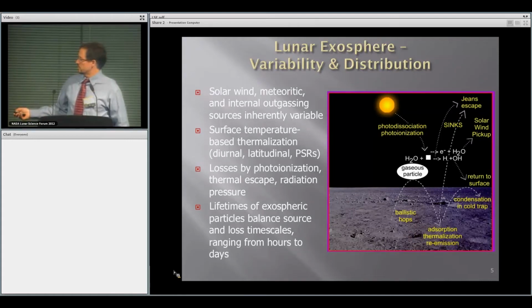Surface temperature-based thermalization has strong diurnal and latitudinal effects, and as we're aware, the permanently shaded regions are very cold and are some of the more exotic places in the solar system to consider. Loss processes include photoionization and dissociation, thermal Jeans escape, radiation pressure, and solar wind pickup of subsequent ions that are produced. The lifetimes of these particles are balanced between the source and loss timescales, and they typically range from hours to days.